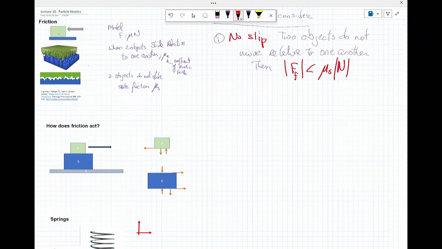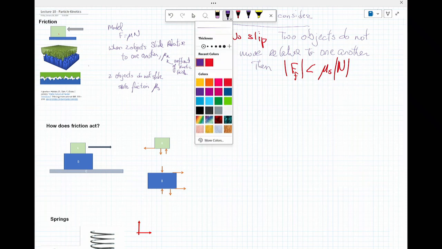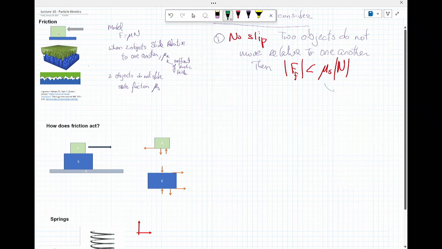If two objects in contact with each other do not move relative to one another, then the force of friction is less than mu static, coefficient of static friction, times the normal.